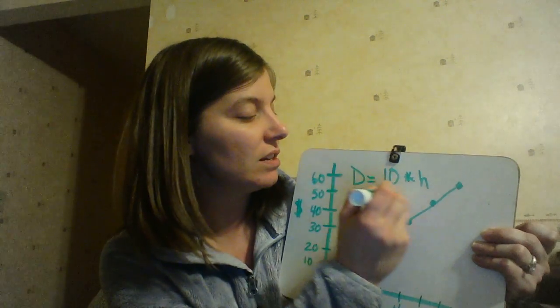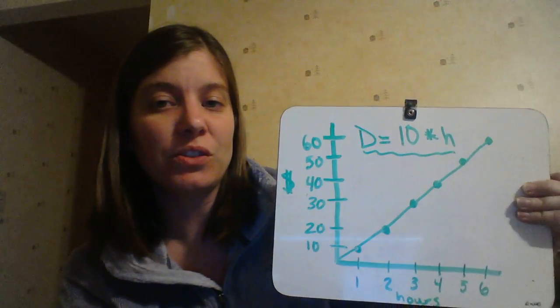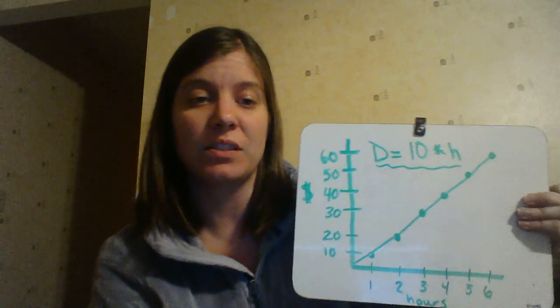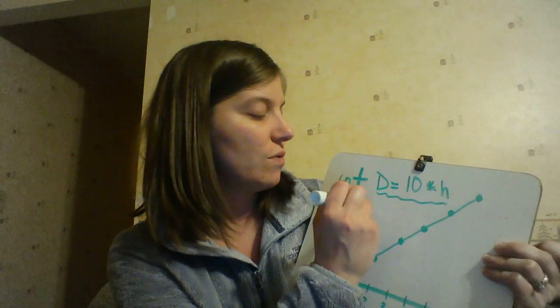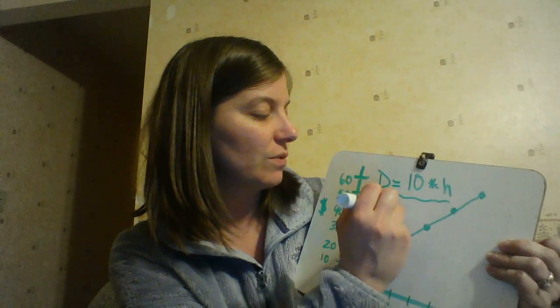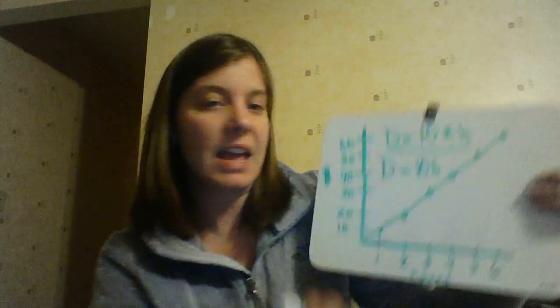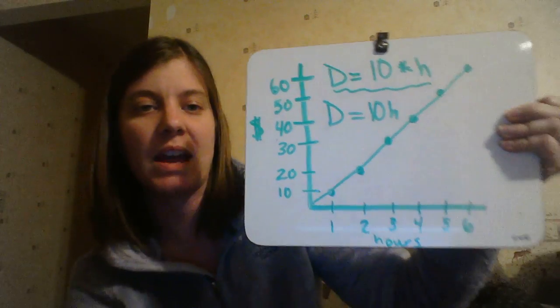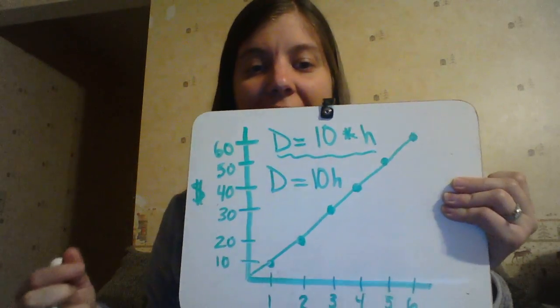So the equation is what you're doing if you were to continue on in this graph. So you would create an equation. Now we know another way to write this is D equals 10H, and we don't have to put that there. Okay? Sometimes you're not going to see these variables. You'll just see X and Y.